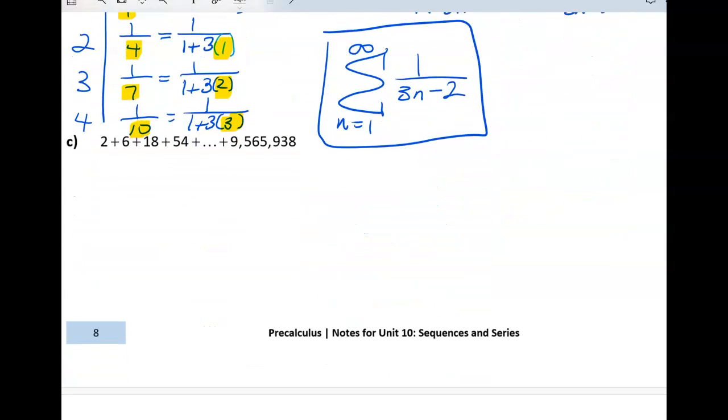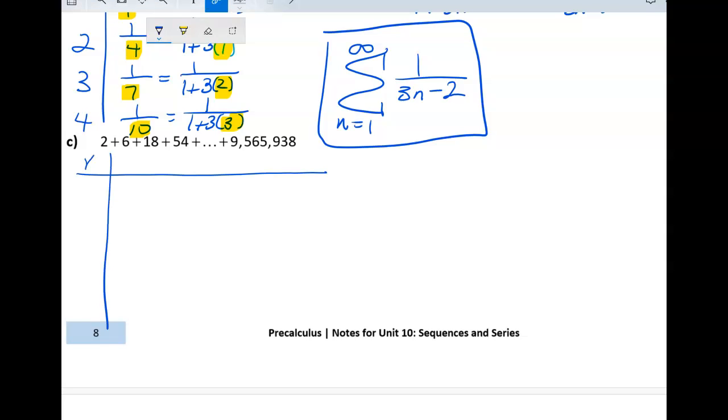All right, check out this last one. 2 times 3 is 6, times 3 is 18, times 3 is 54. We have a times 3 type of a sequence. That's geometric. So if we generate this table of values, first term is 2, second term is 2 times 3, third term is 2 times 3 squared, fourth term is 2 times 3 cubed.